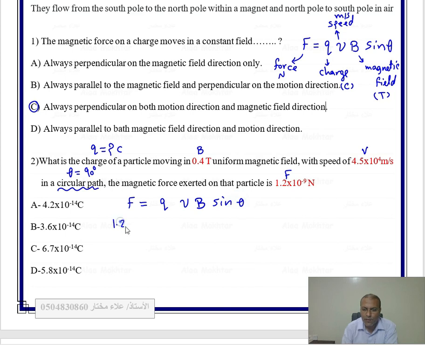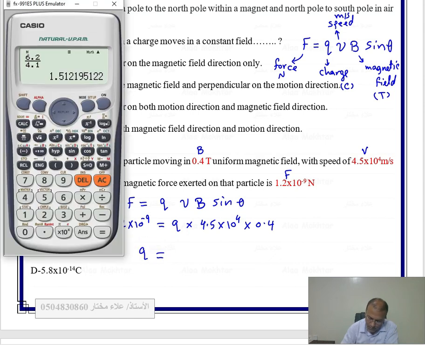F is 1.2 times 10 to the negative 9. Q we don't know, multiplied by V, 4.5 times 10 to the power 4, then the magnetic field is 0.4, and sine 90 equals 1, so I ignore it. We can divide by the numbers beside Q and calculate Q using your calculator: 1.2 times 10 to the negative 9 over 4.5 times 10 to the power 4 times 0.4. The answer is 6.67 times 10 to the negative 14 coulomb.